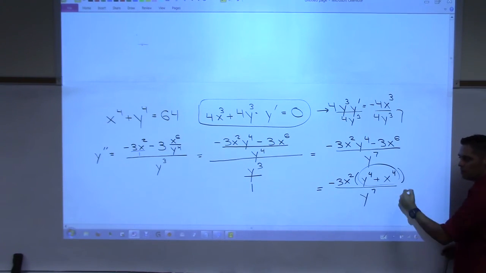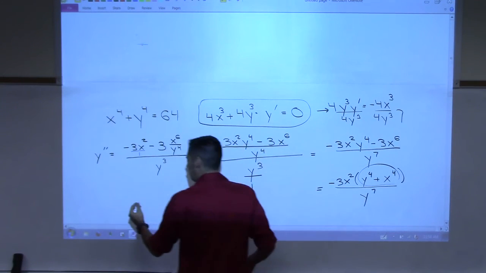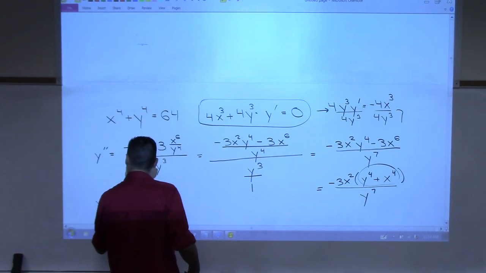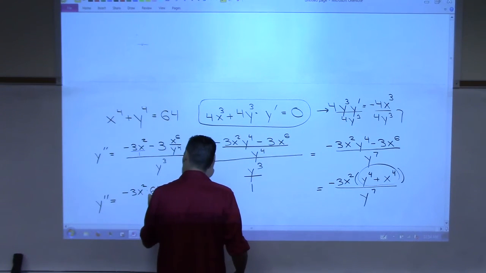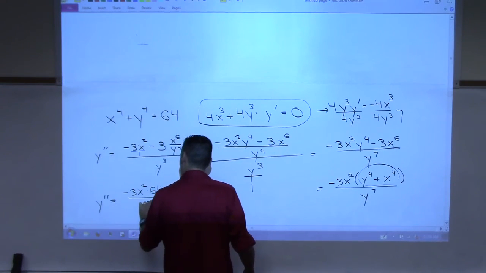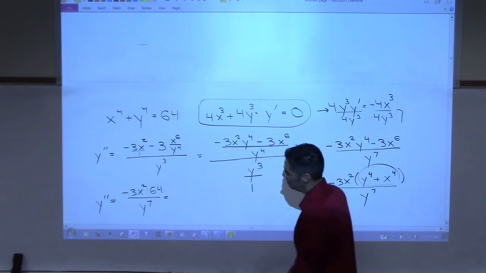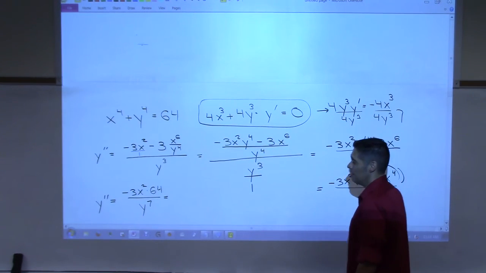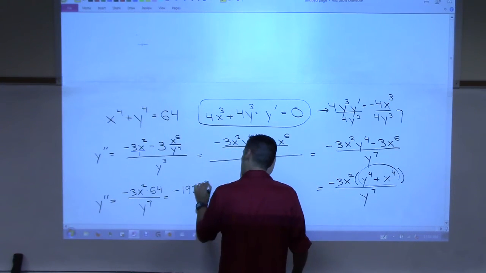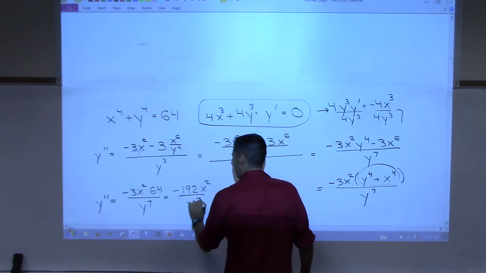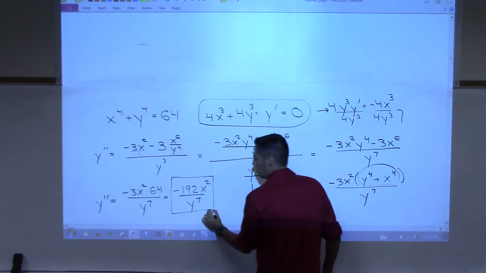All of this. And so this becomes y double prime equals negative 3x squared times 64 over y to the 7th, and then that's negative 192 x squared over y to the 7th. That is pretty clean right there.